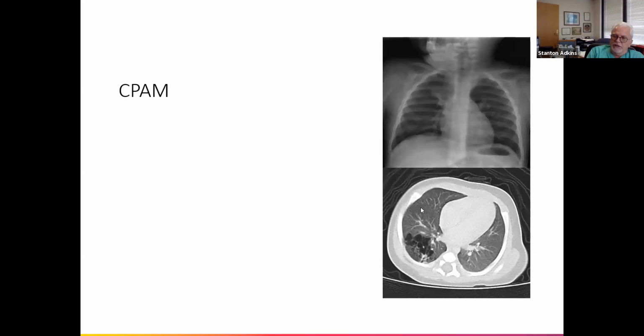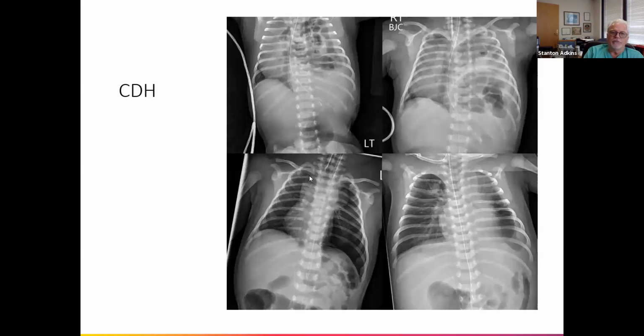You can see an area that has no vascularity. So this is the fissure between the middle and lower lobes here. And so this is in the lower lobe, and this child is going to ultimately require a lower lobectomy because these things don't go away. But that's what we have to do.